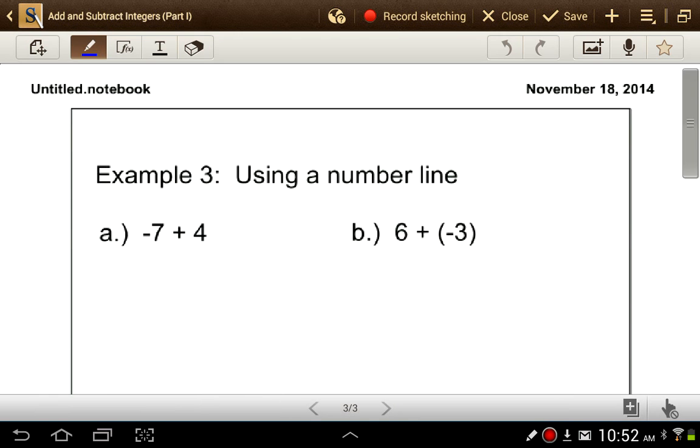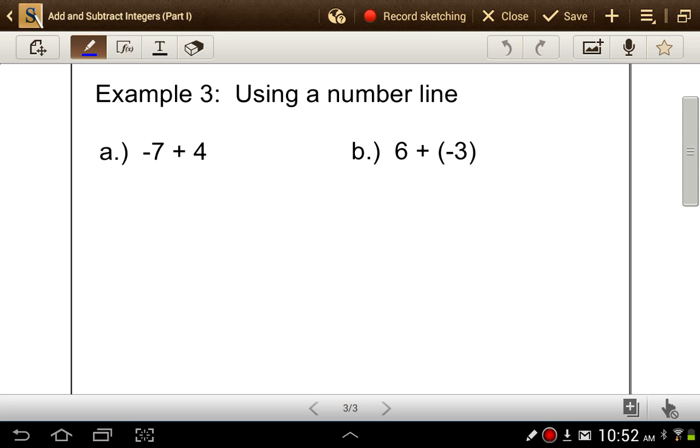In example 3, we're going to use a number line again. Notice my problems are going in different directions. Negative 7 goes to the left, 4 goes to the right. So you can see my arrows are going in different directions. This is why we're subtracting them, because we're trying to find the difference between them, because they are going in different directions. Okay? So when I do this problem, I'm going to use a number line to show you.